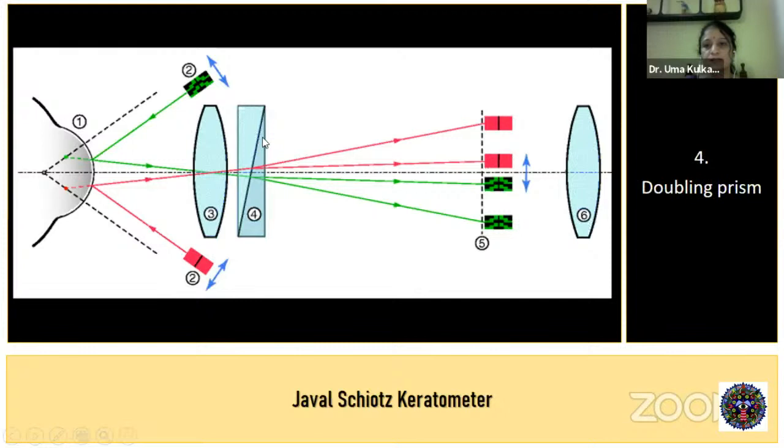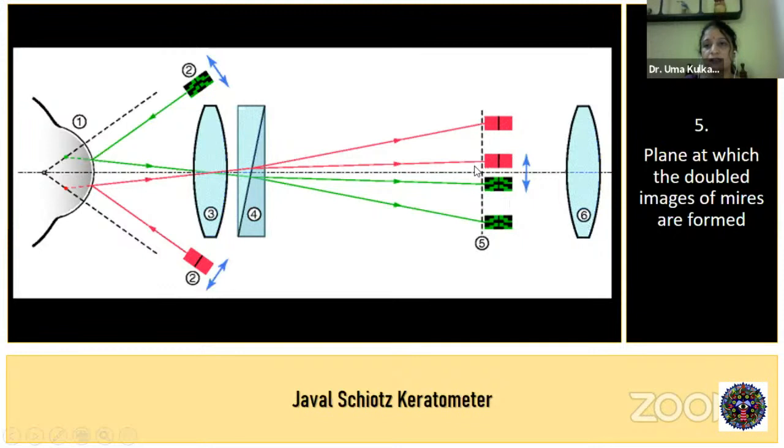The doubling prism is now, there are two images formed, right? There are two Mires and two images formed. Whereas in the keratometer, the previous one, there was only one image formed. Here, two images are formed, and each one is doubled here. So this green one is passing here and doubling as two images. The pink one is again passing through the doubling prism and two images are formed. For the keratometry purpose, we are looking at only these two images, not the peripheral images. These two images need to be aligned.